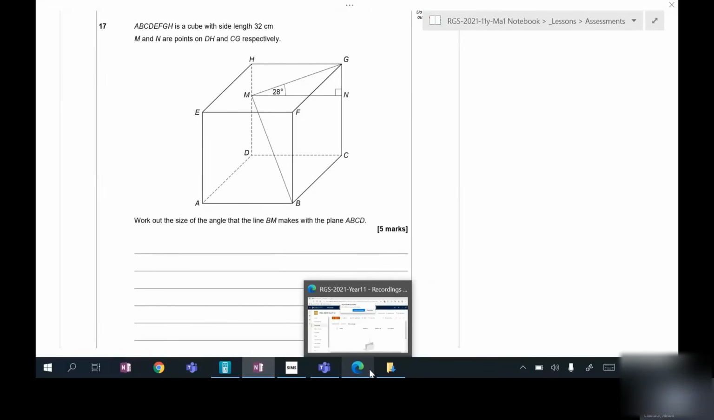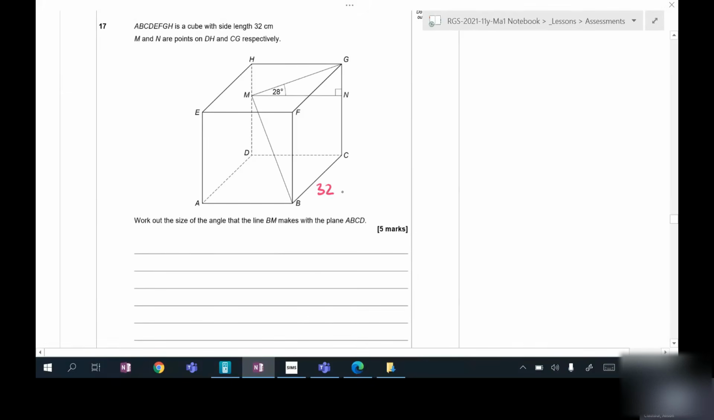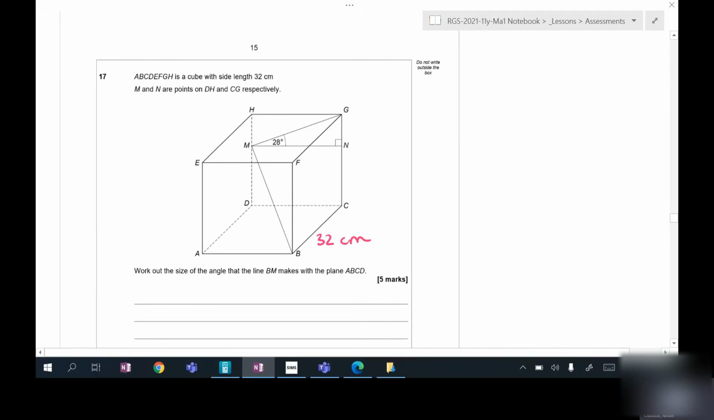So for this question, we've got a cube of side length 32. So I'm going to add that to the diagram. M and N are on the edges.